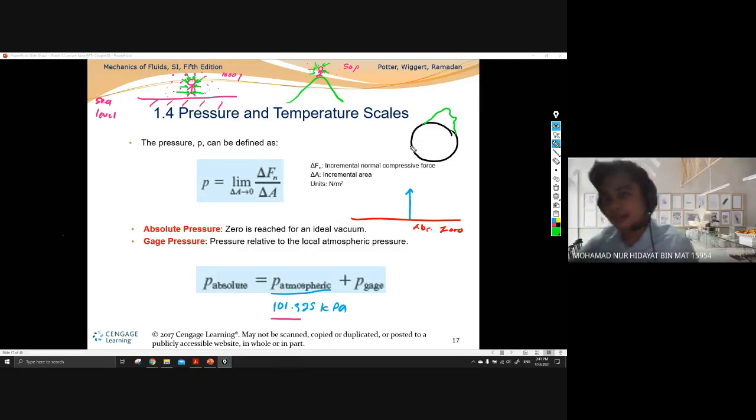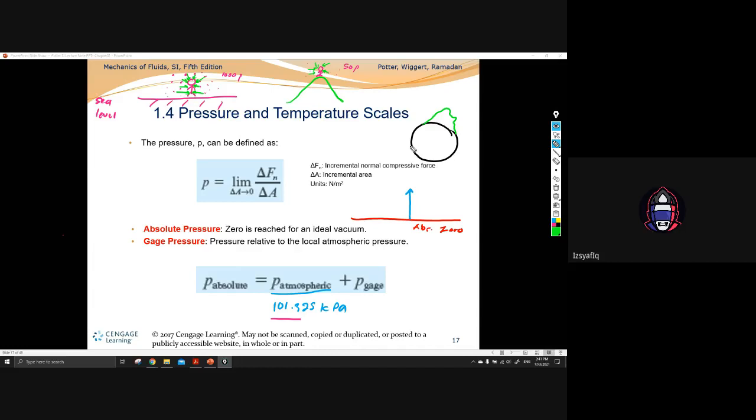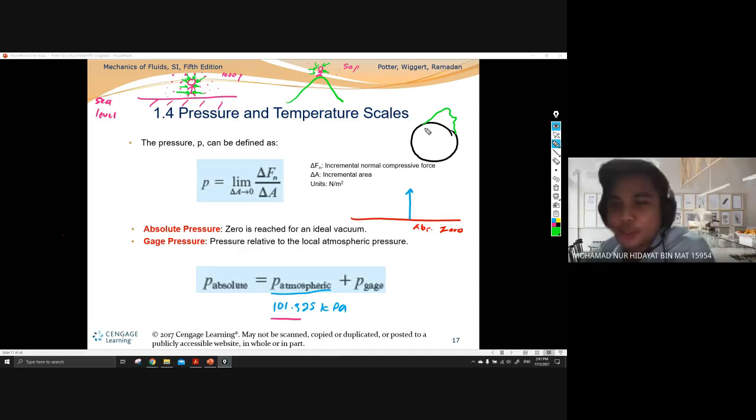Sea level. The gravity. Oh, sea level. Makin dekat dengan core, makin tinggi. So basically, one thing is due to the gravity, and secondly, due to the gravity, all these particles, let's say this is all the particles attracted toward the center of gravity, right?